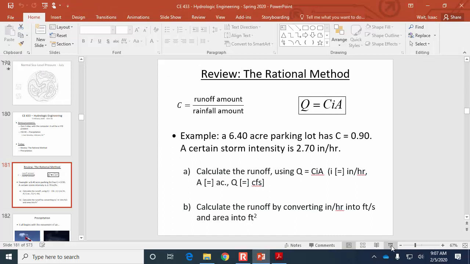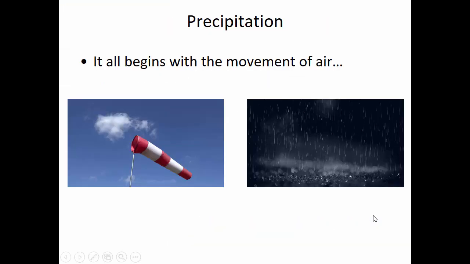Well, let's talk about rainfall then. Where does it come from? Precipitation begins with the movement of air. I guess in theory you could take it a step back further, and it begins with sunshine evaporating moisture. So it begins with both: the sun evaporating water, and then the air that water is in has to move around before it can rain.